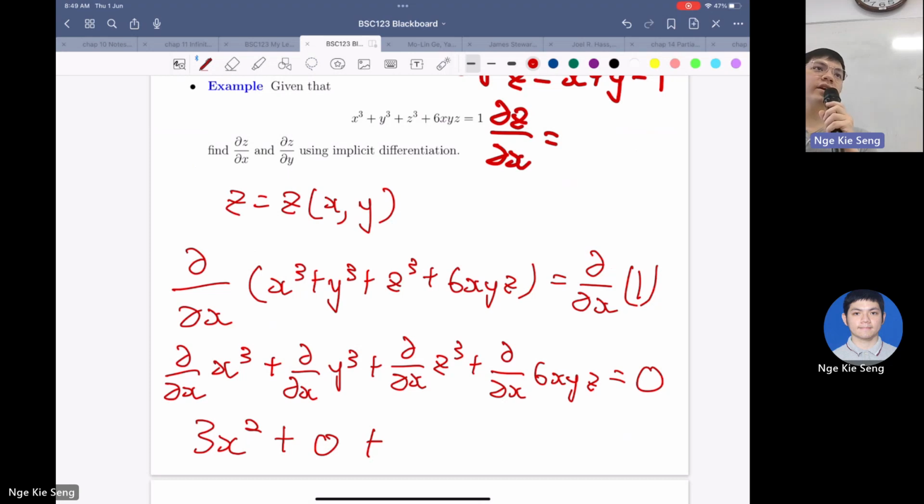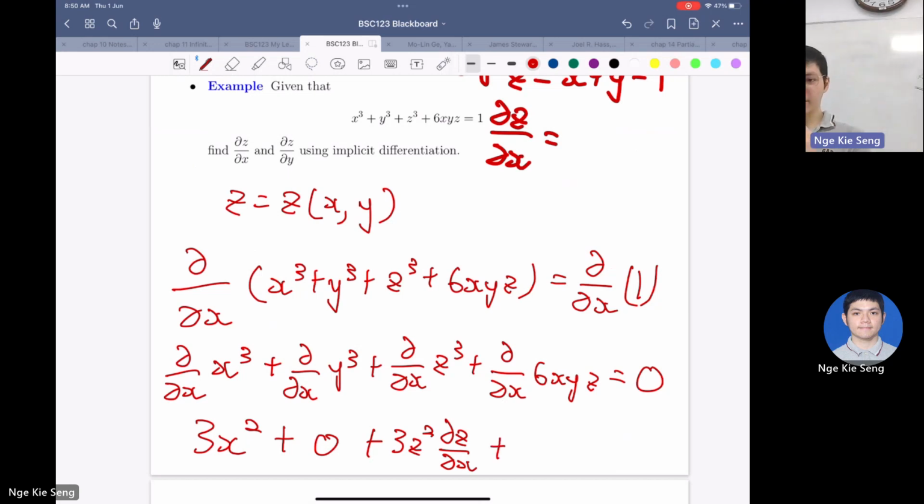You treat z as a variable in x and y. So you need to use the chain rule here. What's the chain rule? 3z squared times del z del x. Okay, you need to use the chain rule here.